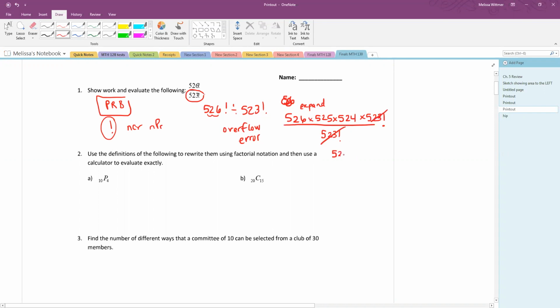So then I just have to find the product of 526 times 525 times 524, and your calculator can compute that: 144,702,600. So overflow error means you've got to expand it by hand. You will have something like this on the test to demonstrate that you do understand the math behind expanding a factorial. Any questions about that?